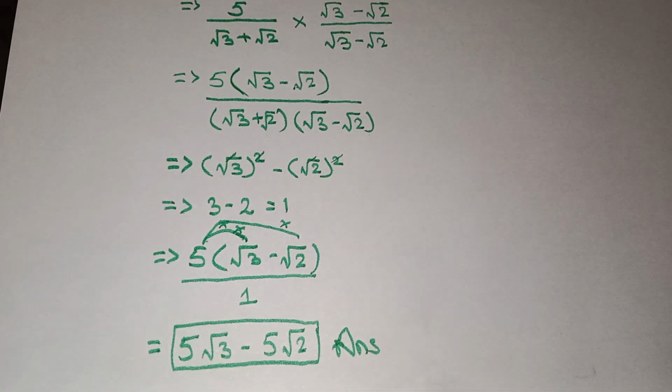So this is how we can solve complex questions of surds in 2 or 3 minutes. This is the easiest way to find the correct answer using identities and formulas.